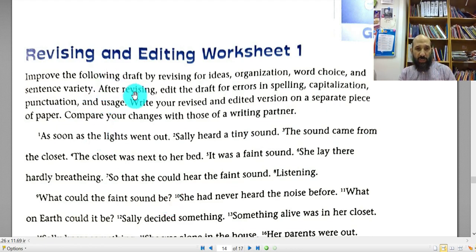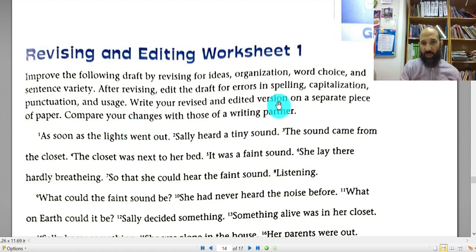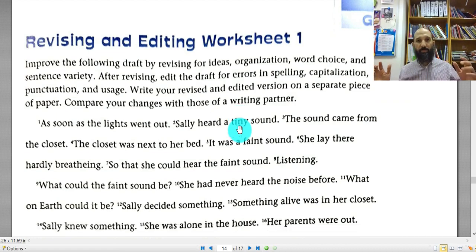And after doing this revision, you need to edit your drafts for any spelling mistakes, capitalization mistakes, or any punctuation usage mistakes. Now you need to write your revised and edited version on a separate piece of paper, and then you need to compare with a partner. It's quite a demanding activity, but it's a fun one, and it really puts to use everything that you have practiced, not only in this chapter, but pretty much everything that you have learned in grade 9 so far.